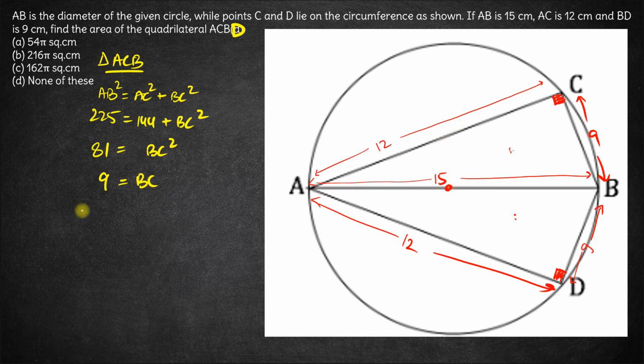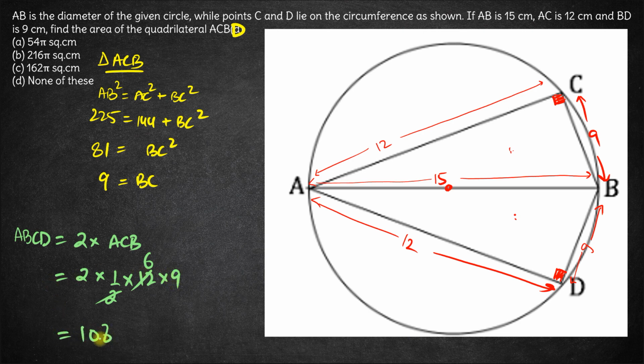So the area of this whole quadrilateral ABCD is going to be twice the area of triangle ACB. Correct? What about the area of the triangle ACB? Now we know in a right triangle the area is half the product of the two smaller sides. The two smaller sides are 12 and 9. So 12 divided by 2 is 6, 6 into 9 is 54, 54 into 2 is 108.